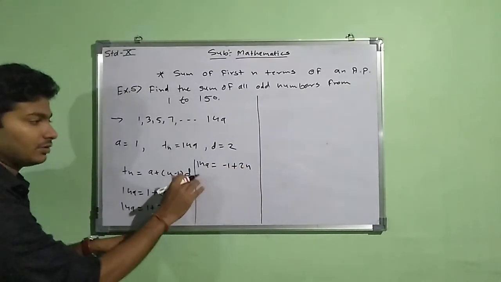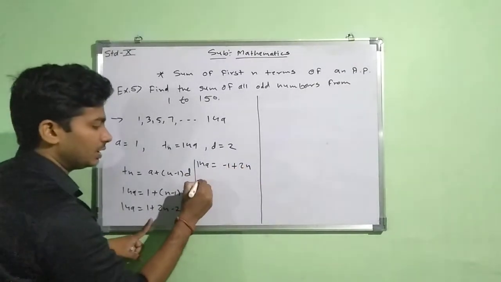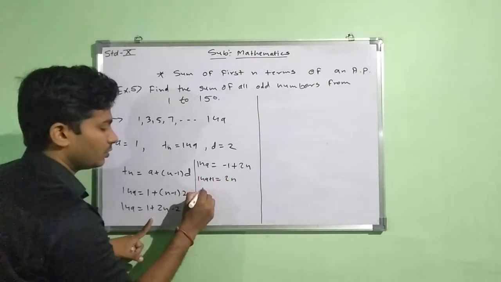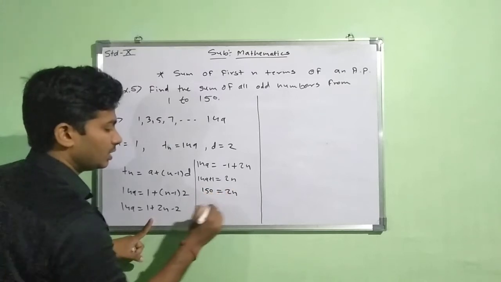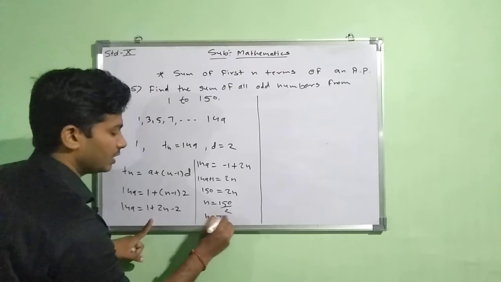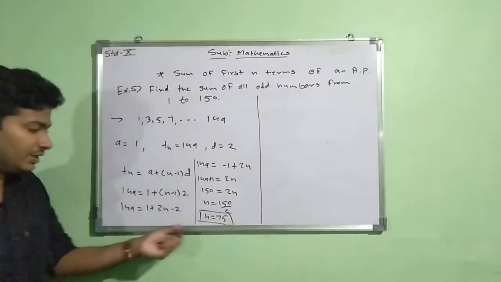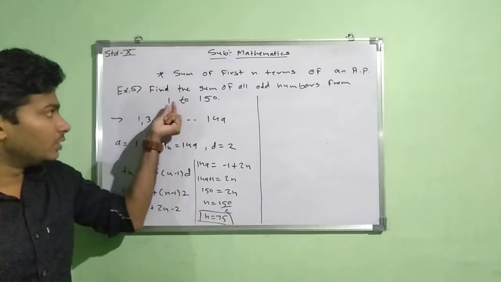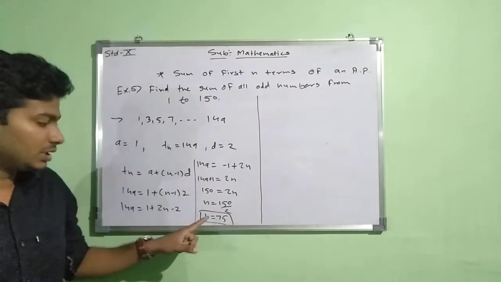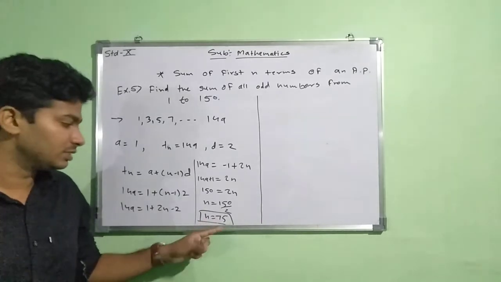After shifting that 1 over here, it becomes 149 plus 1 is equal to 2n. So 150 is equal to 2n. n is equal to 150 divided by 2, so n is equal to 75. Here we got the value of n as 75. That means between 1 to 150 there are 75 odd terms.